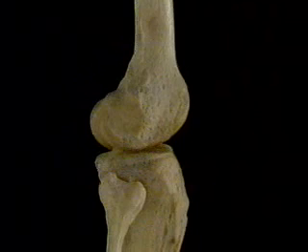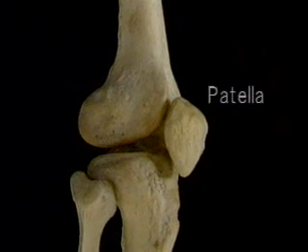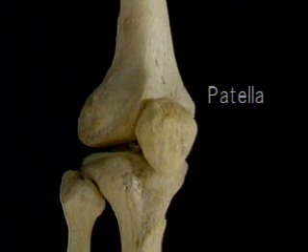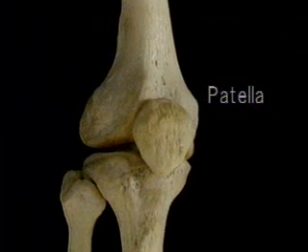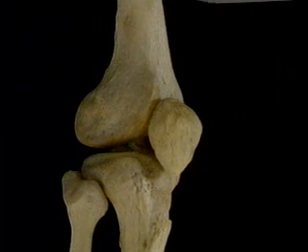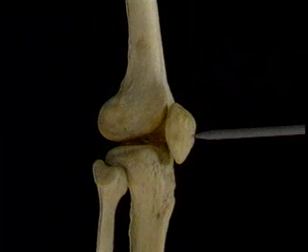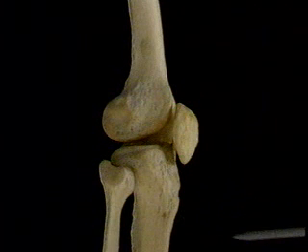There's one more bone to add to the picture, the patella, or kneecap. The patella, as we'll see, is embedded within the quadriceps tendon, which comes from up here and inserts on the tibia down here on the tibial tubercle.